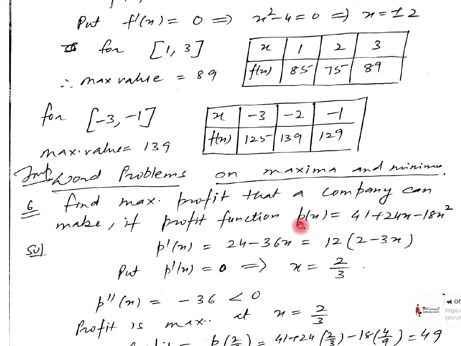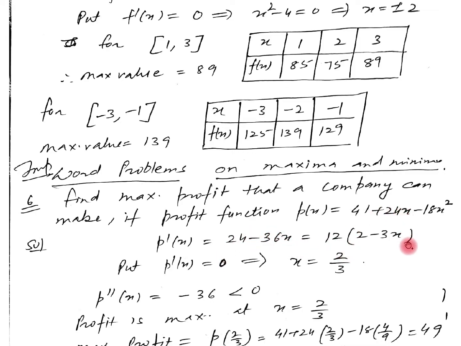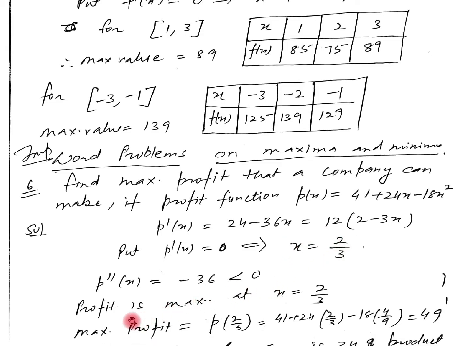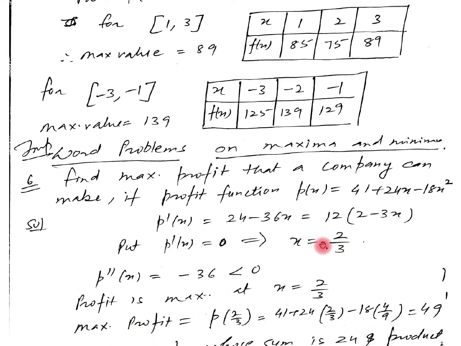Again find the first derivative, p dash x equal to what? 24 minus 36x, taking 12 common, 12 into 2 minus 3x. Then putting p dash x equal to 0, this implies x equal to 2 by 3. Then we find the second derivative. When I differentiate it again, we are getting 0 minus 36. Now the second derivative is negative. Therefore this is the point of local maxima. Therefore profit is maximum at x equal to 2 by 3.